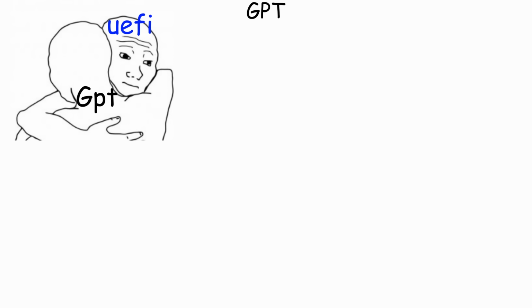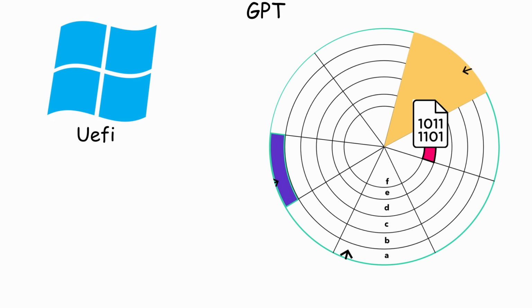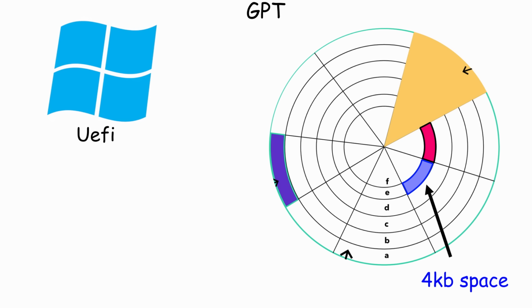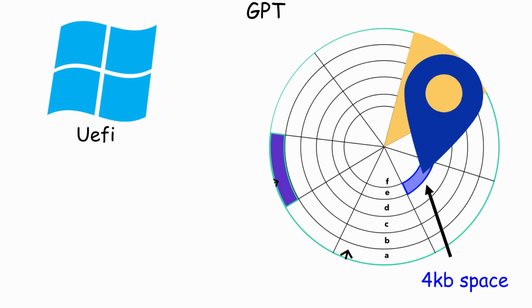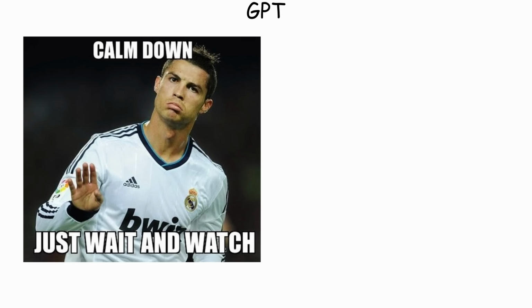GPT, on the other hand: modern firmware like UEFI utilizes the GPT partition system. In this system, instead of a tiny bootloader, the space immediately following the first 512 bytes is used to store just the address of a special partition known as the EFI system partition. I will explain what the EFI partition is in a moment.